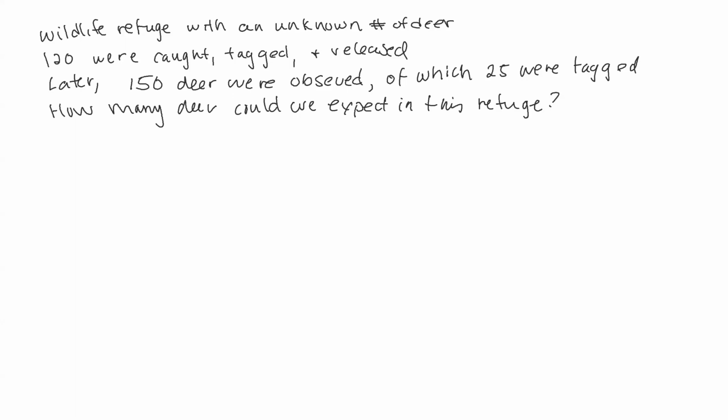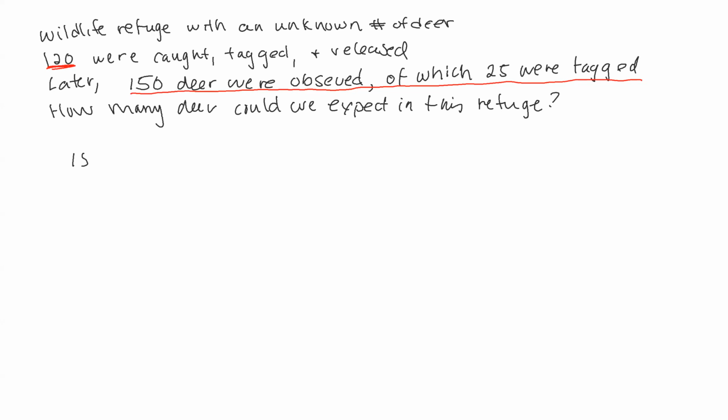So let's start with what we know. We know this right here. I'm going to underline it in red. We know this right here. This is a set of information that we know, and there's going to be a proportional relationship to the 150 deer that were observed and the number of tagged compared to the total number tagged. So let's see what we can come up with.